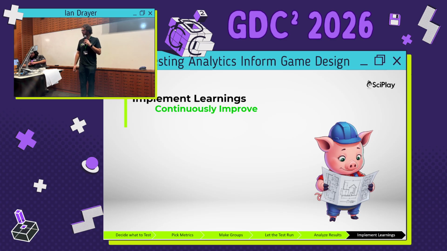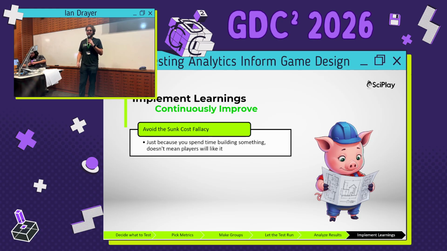And finally, continuously improve. Implement your learnings to continuously improve your game. Avoid the sunk cost fallacy. Just because you spent a ton of time making a new feature, making what you see as an improvement to your game happen, and putting it in and rolling it out and announcing it, doesn't mean players like it. Players may have said that they're going to like it, but their behavior, again, might not follow what they say.